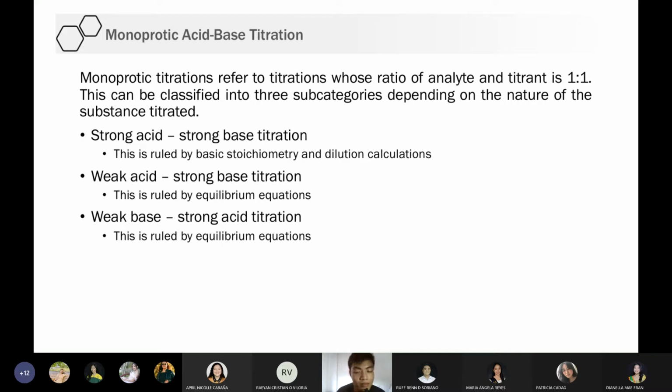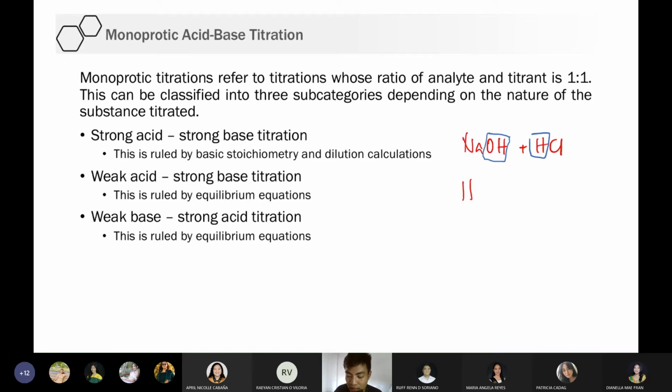The monoprotic acid-base titration, or monoprotic titration, refers to a condition wherein your analyte and your titrant ratio is 1 to 1. Okay? Ibig sabihin nun, yung acid and yung base, ang ratio nila ay 1 and 1. Bigay tayo ng examples. Sodium hydroxide plus HCl. 1 to 1 yan. Yung sodium hydroxide, isang OH ibibigay. Yung HCl, isang H ibibigay. Okay? So, 1 to 1 yan. Monoprotic yan.